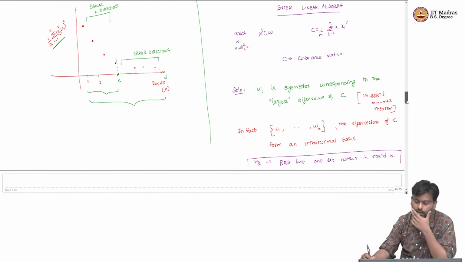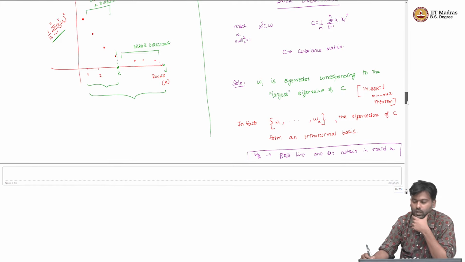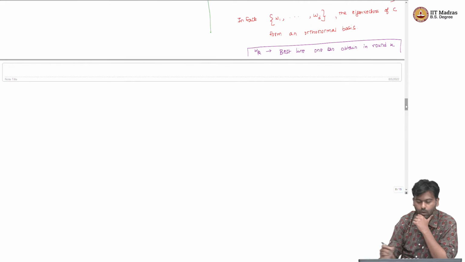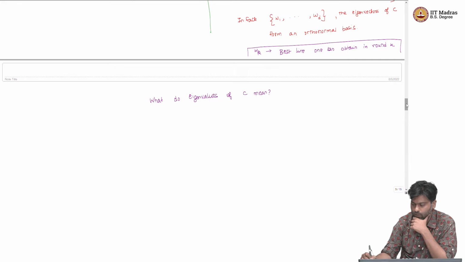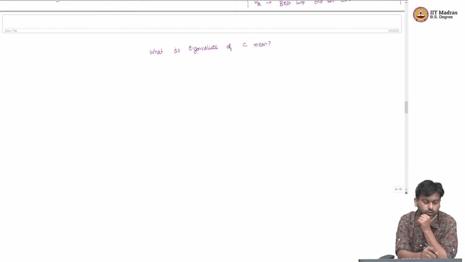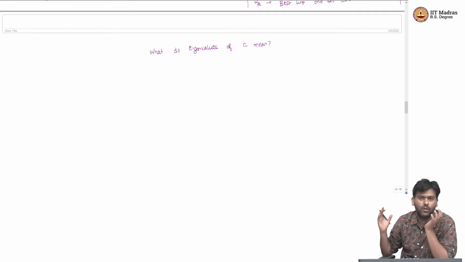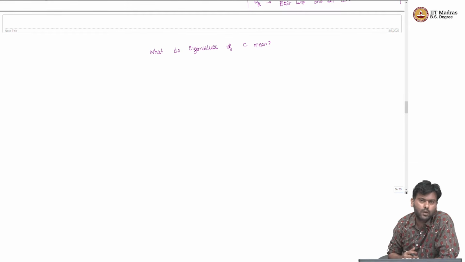So we can think of this as eigenvectors and eigenvalues of the covariance matrix, but what does it even mean? What do the eigenvalues of C mean? Can we interpret this slightly differently, or should we just be happy to say that these are eigenvalues of C? That's fine, but that does not really tell us anything more than the fact that it's a well-studied object. So can we say something more? Can we think of this from a more geometric point of view?